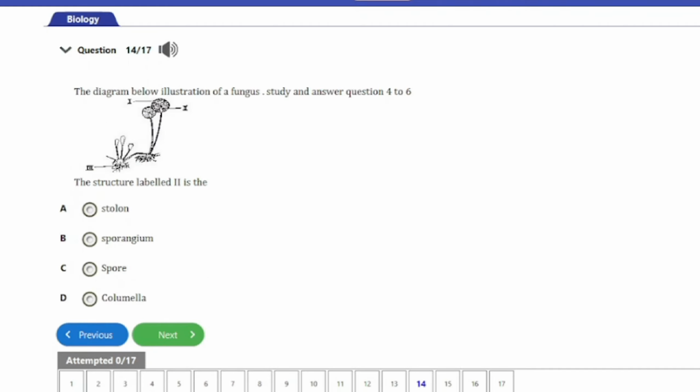So let's go ahead and consider the next question, guys. That's question number 14 here. It says, the diagram below is an illustration of a fungus. Study and answer questions 4 to 6. The structure labeled II is the A. Stolon, B. Sporangium, C. Spore, D. Columella. So guys, the answer to this question is option D here, and that's the columella. So that's it for this question.